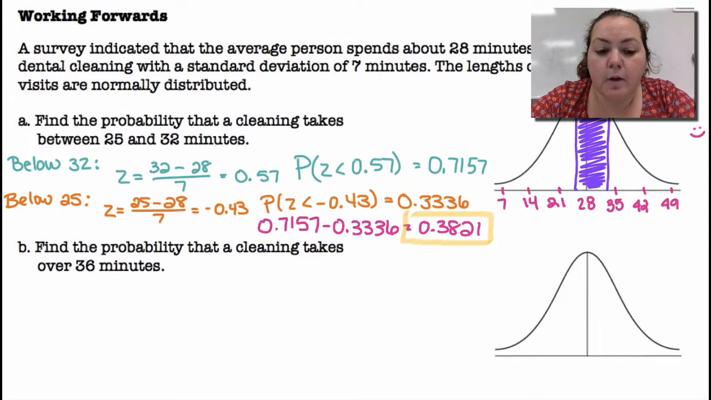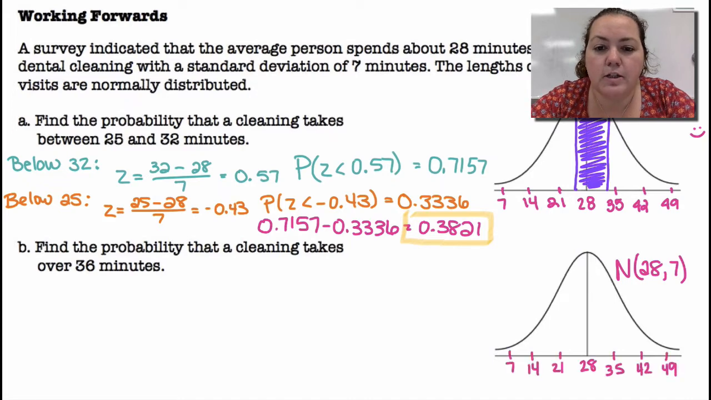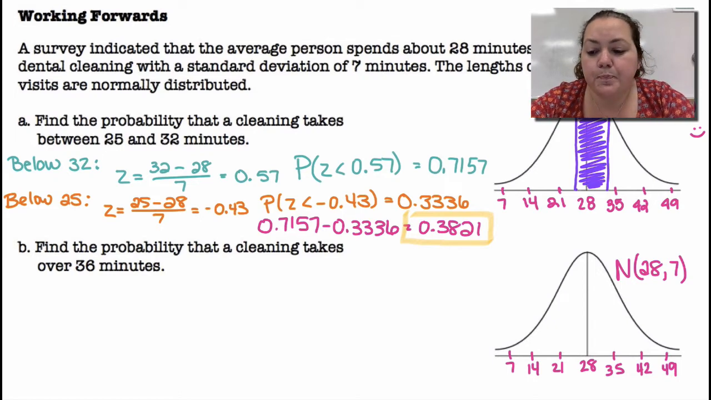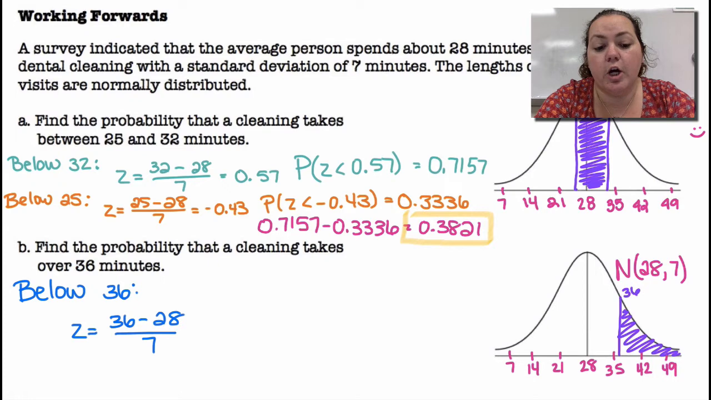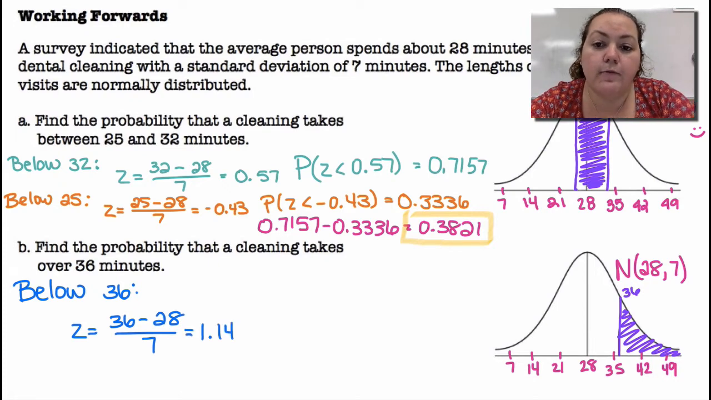The next part says find the probability that a cleaning takes over 36 minutes. All right, kind of similar to when we were doing binomial distributions, we had to find the lower part and then subtract it from 1 to get the upper part. We're going to do the same thing here when we're using the tables. So 36 would be right about here, just over 1 standard deviation, and I want to shade everything above that. When I find the z-score, I'm actually going to be finding 36 and below. So 36 minus 28 divided by 7 gives me a z-score of 1.14.